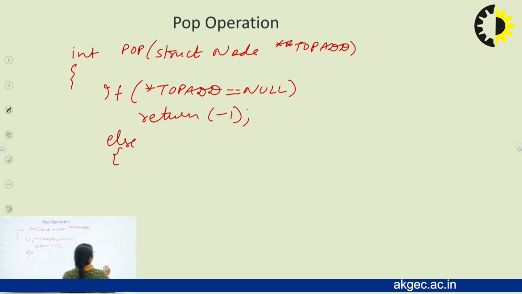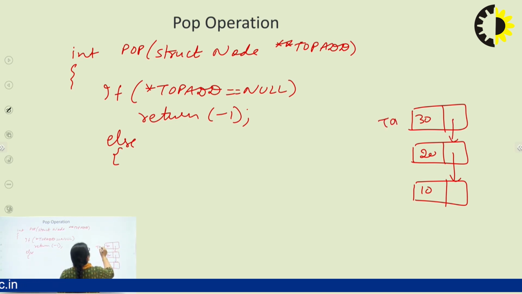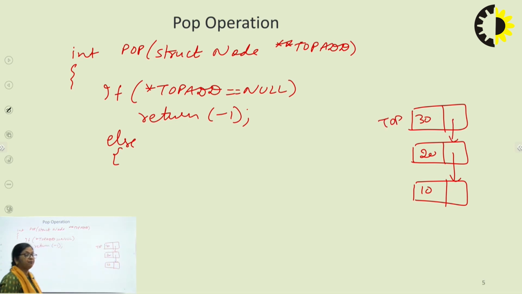Some elements means I'm having an element, this node, then another node which is pointing to this, then another node which is pointing to this, and top is pointing to this. It means the stack is not empty. So now what I need to do, I have to return this value.